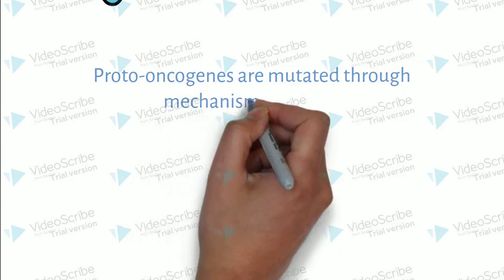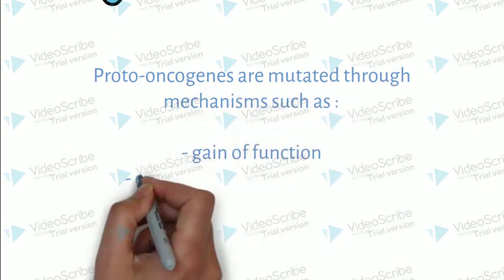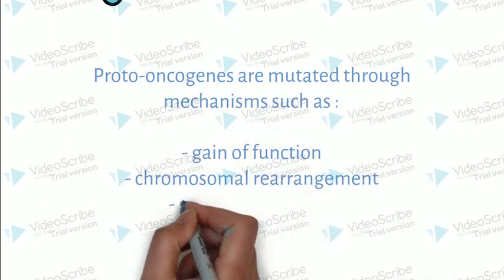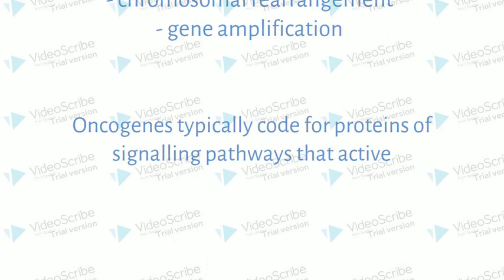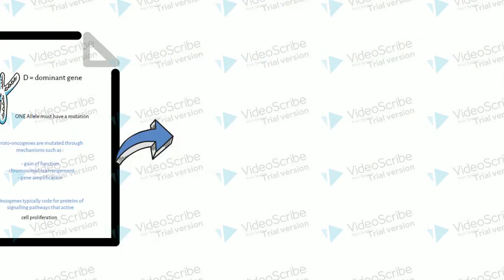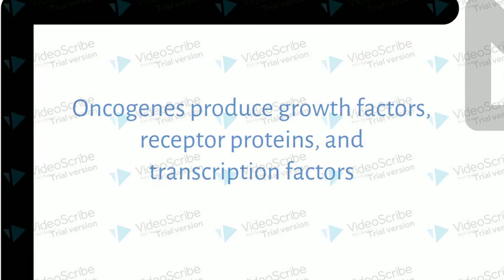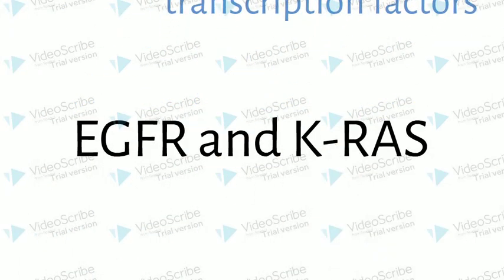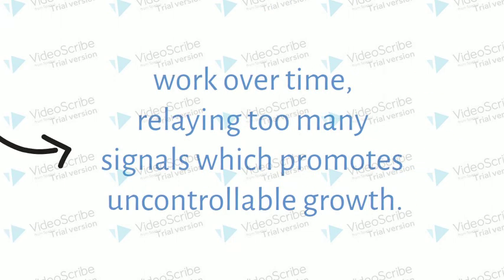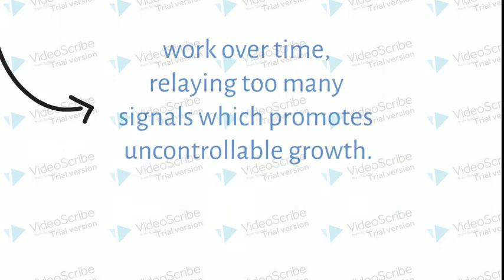When proto-oncogenes are mutated, either through gain of function, chromosomal rearrangement, or gene amplification, these cells turn into oncogenes. Oncogenes typically go for proteins of signaling pathways that activate cell proliferation. They produce growth factors, receptor proteins, and transcription factors. The epidermal growth factor receptor and KRAS are important in cancer as they work overtime, relaying too many signals through the cell, which promotes uncontrollable growth.